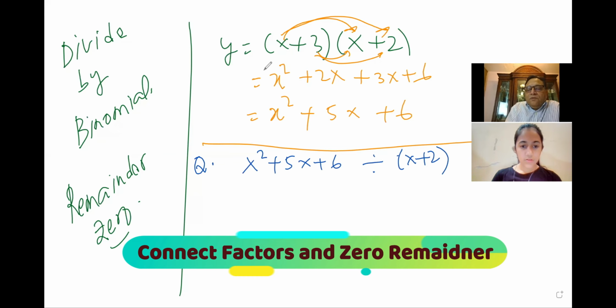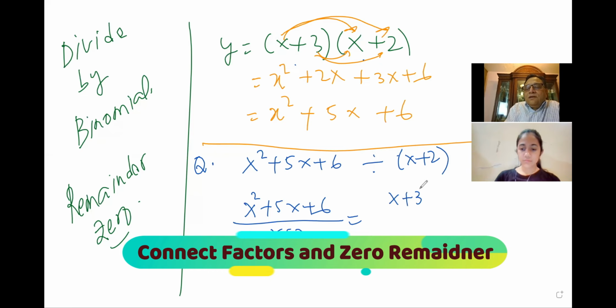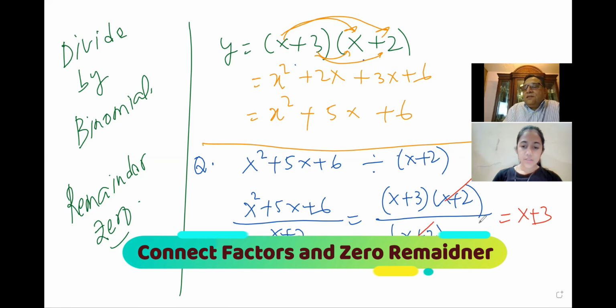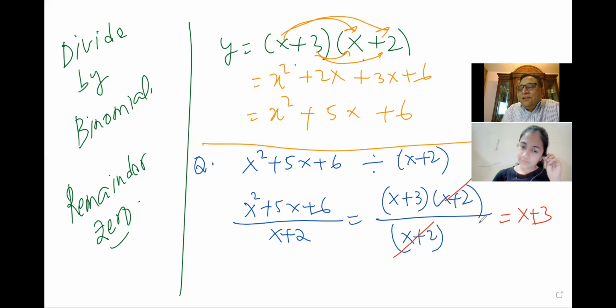So let us do it. We could write this as x squared plus 5x plus 6 divided by x plus 2, correct? Yes. So the numerator can be factored as I had shown you, x plus 3 times x plus 2, correct? Yes. And then when you divide by x plus 2, x plus 2 cancels, and what you get is x plus 3. Do you understand?